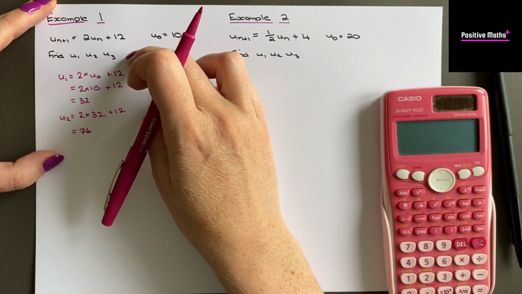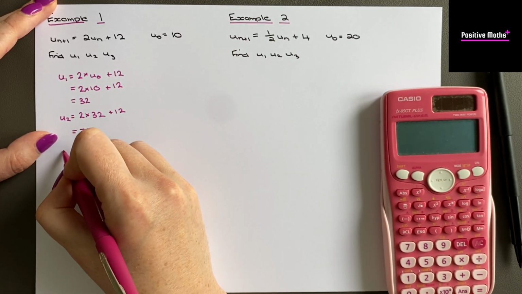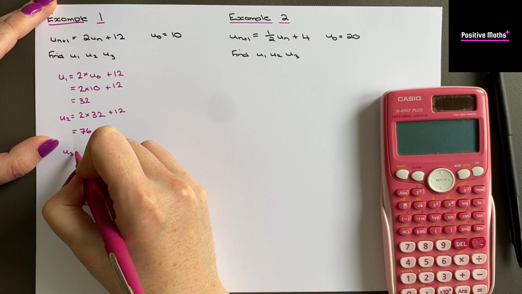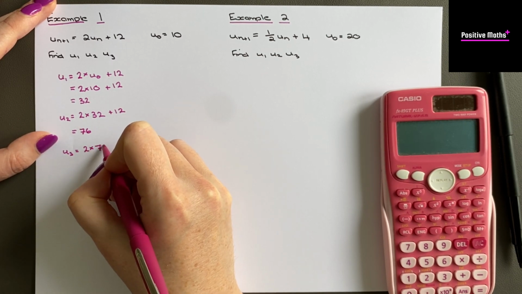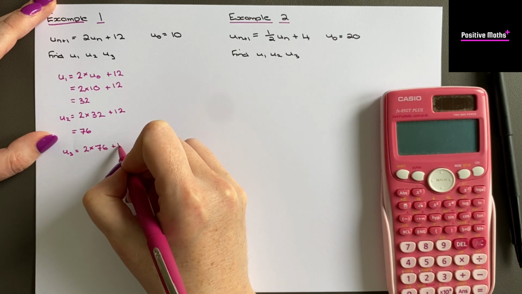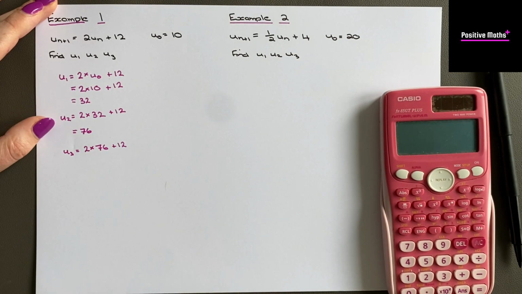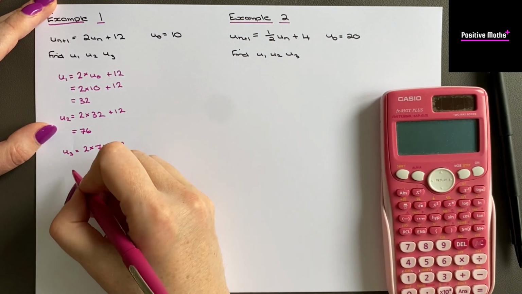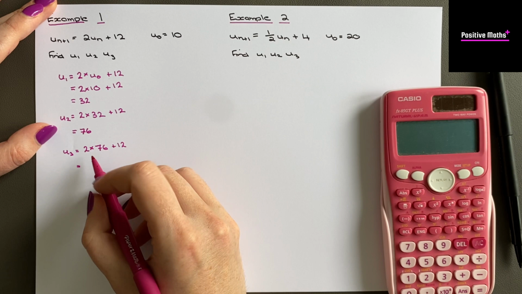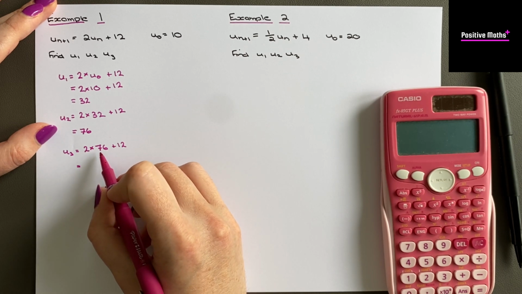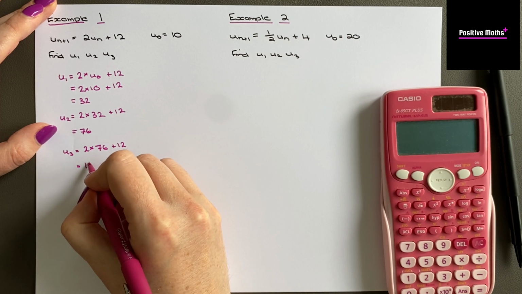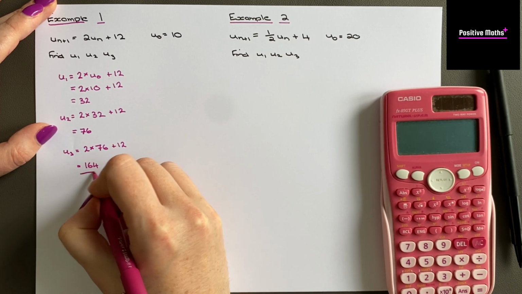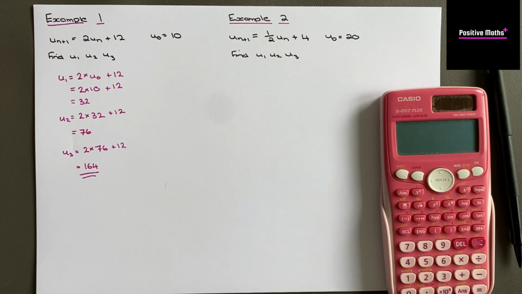Last time they wanted us to do it to U3, so one more time. And obviously this time we're using the U2. So 2 times 76 plus 12. Remember, you can write sums at the side if this was non-calculator. If it was calculator, you could do it on your calculator. I'm just going to do it in my head. 2 times 76 is 152. 152 plus 12 is 164, and that's my final answer because they wanted me to go to U3.